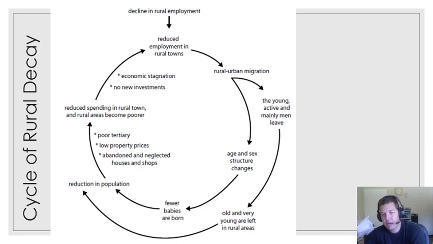The young people leave, they move out, and you can see that the age structure then changes as we go clockwise around this diagram. People have fewer babies, the population goes down, there are fewer people spending money, so the shops will close down, houses get neglected and land gets abandoned, which means no new money is coming in, no new businesses are opening up, the economy kind of stagnates, and then the cycle repeats itself because there are no jobs. So while people do need a better life and they go in search of that by going to a city, it often results in catastrophic effects for rural areas. They get trapped in the cycle of rural decay, and it's very hard to escape from it.